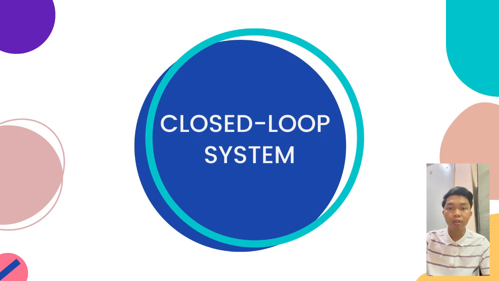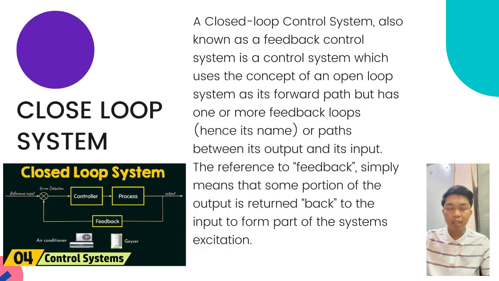Next is the closed loop system. A closed loop system, also known as a feedback control system, is a control system which uses the concept of an open loop system as its forward path but has one or more feedback loops or paths between its output and its input. The reference feedback simply means that some portion of the output is returned back to the input to form part of the system excitation.